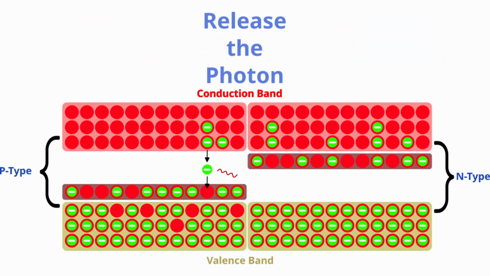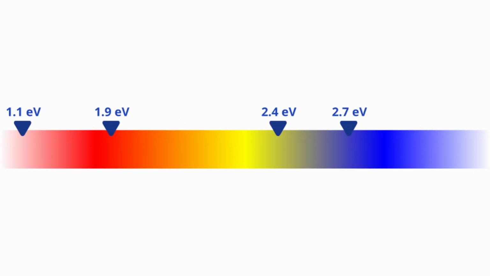When they do, they can jump the band gap and release energy in the form of a photon. Unlike incandescent bulbs, LEDs don't waste energy as heat. They turn most of the electricity into light, making them way more efficient. The size of the band gap, measured in eV, or electron volts, controls the color of the light. Bigger gaps create blue light, smaller gaps create red light. That's how we can make LEDs in all different colors.